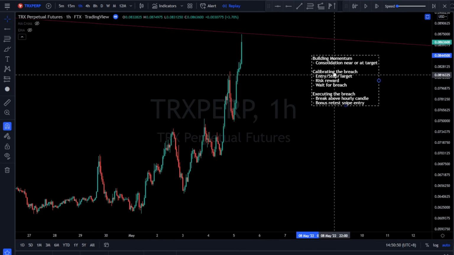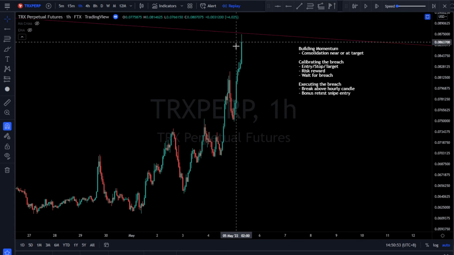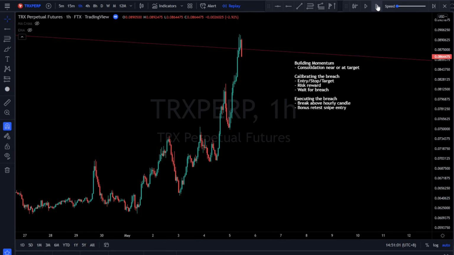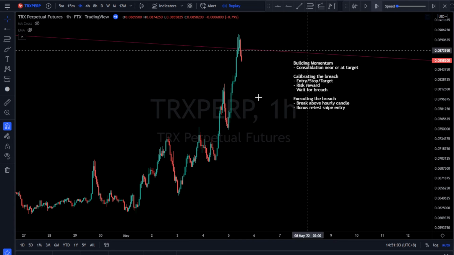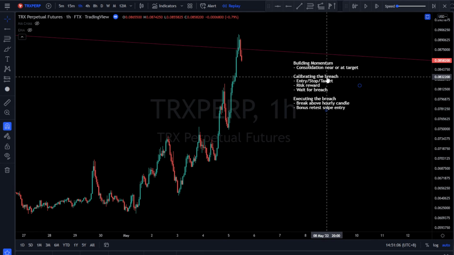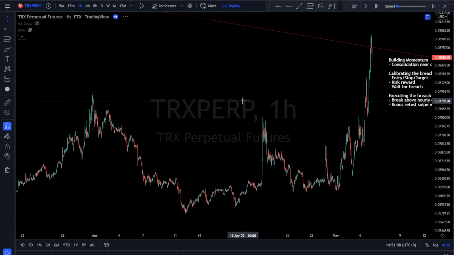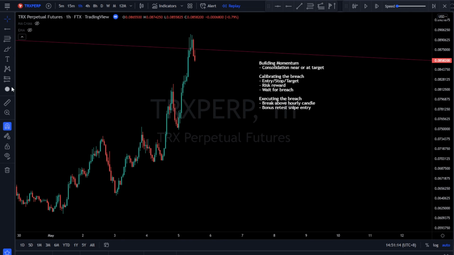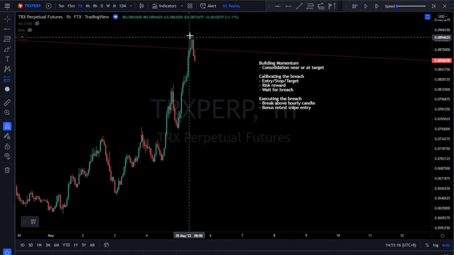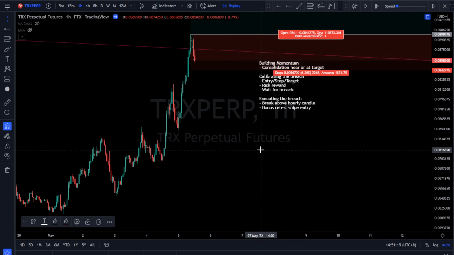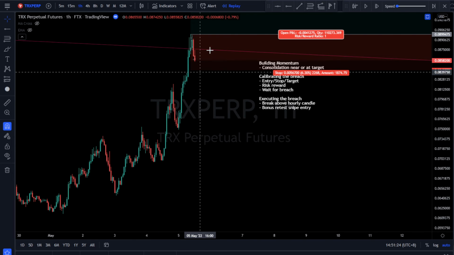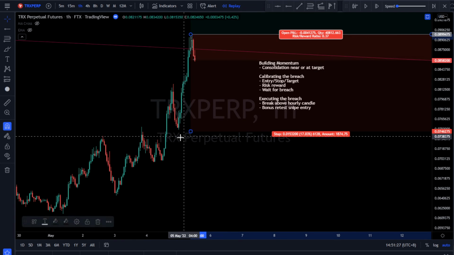We zoom in, same thing, look for consolidation near or at the target, about 3 to 5 hours. So we got 1, 2, 3, 4, about 5 hours, thereabouts. So we can start calibrating the trade. The entry, I would say, is quite clear. It's above that recent high. Stop loss, I would take this swing low here, just below it.